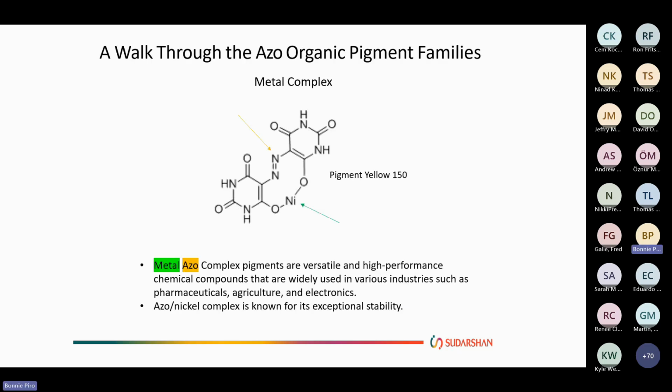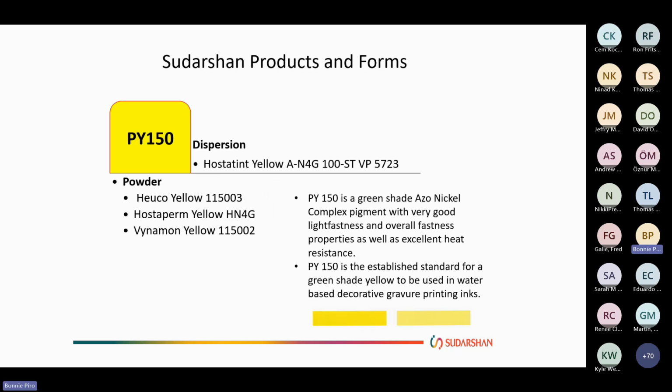Metal complexes, this example here is Pigment Yellow 150. Again, you see it's a monoazo with a single nitrogen-nitrogen double bond, but bringing in that metal, in this case, it's a nickel that comes into that structure. So Pigment Yellow 150 is towards the green shade side of the yellow space with great fastness properties. It shows up in both ink and coatings and plastics.